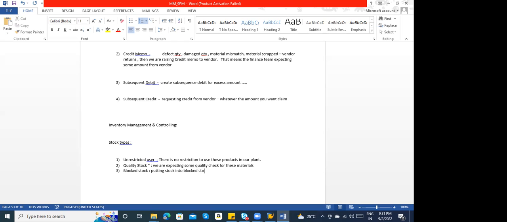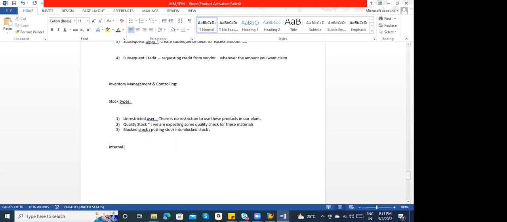This block stock is completely blocked. We cannot use this product for any purpose, like usage or selling. Cannot use. So these are the three different stock types.